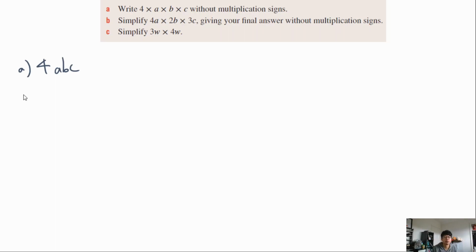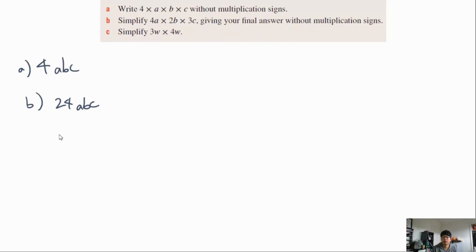Now moving on to the next question, simplify 4A times 2B times 3C, giving your final answer without multiplication sign. So in this case, we just multiply all the numbers together. 4 times 2 is 8, 8 times 3 is 24, and then we go ABC.